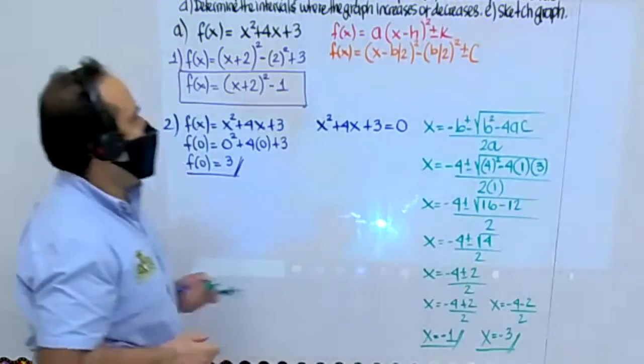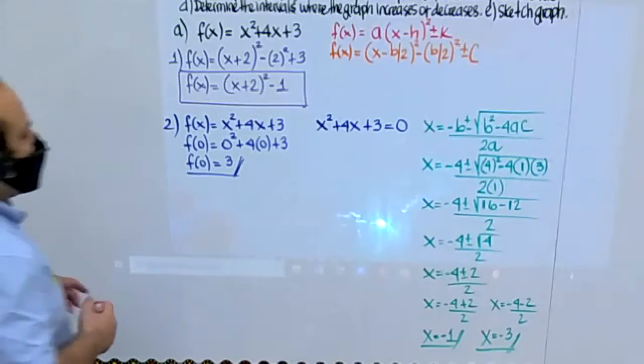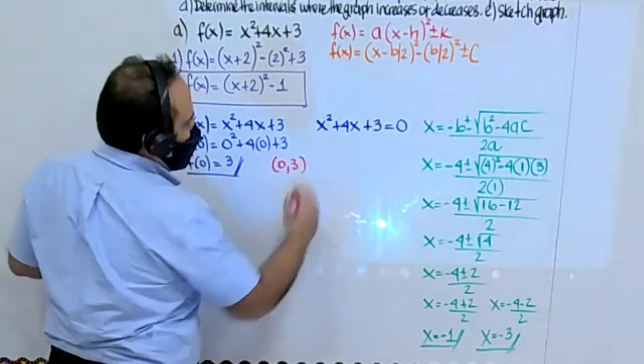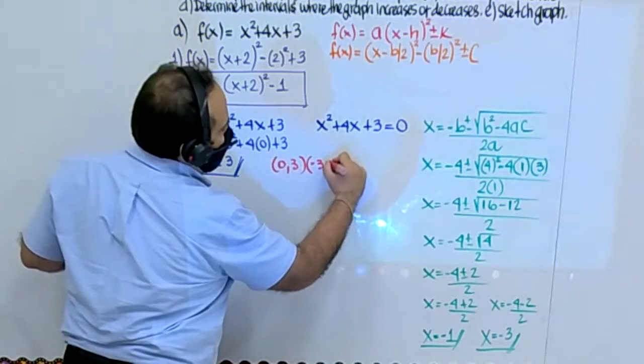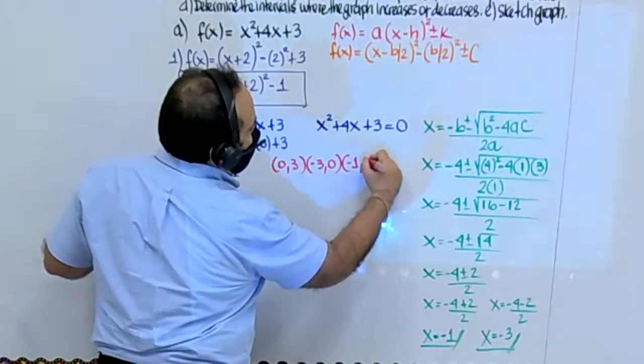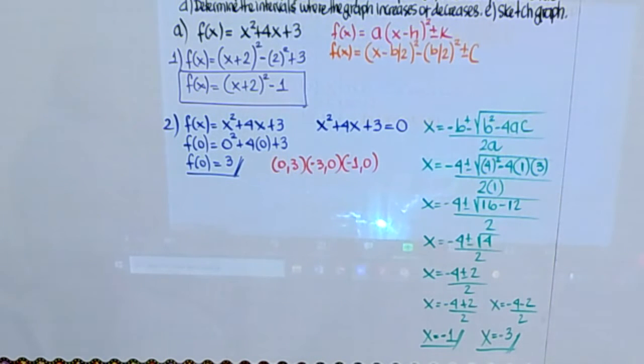And we got the x and y intercepts. If you wish, you can write the answer just putting down the x and y intercepts, for example 0, 3, and you can use negative 3, 0, and also negative 1, 0. This is going to be the x and y intercepts. Okay, that will be step number 2. Before continuing solving the problem, do you have any doubts or questions?